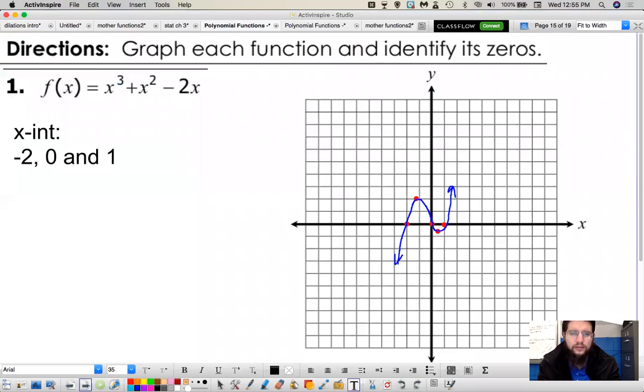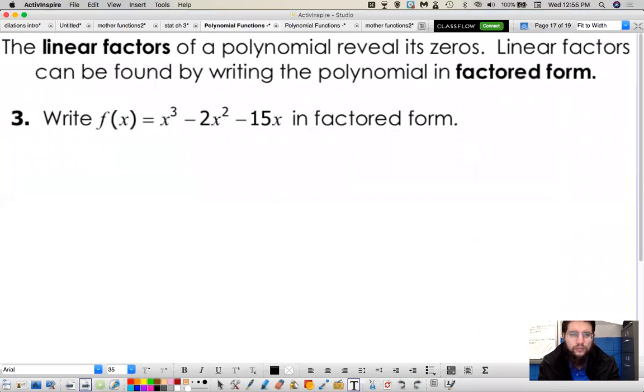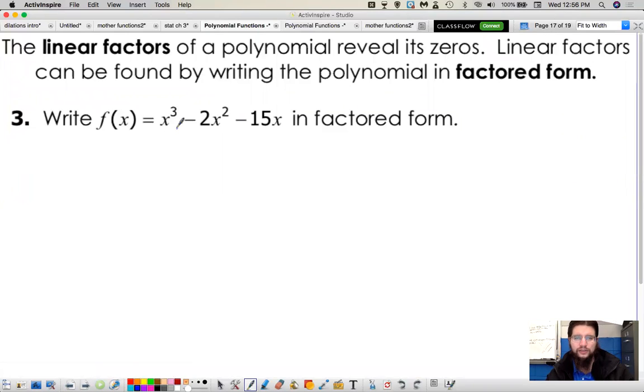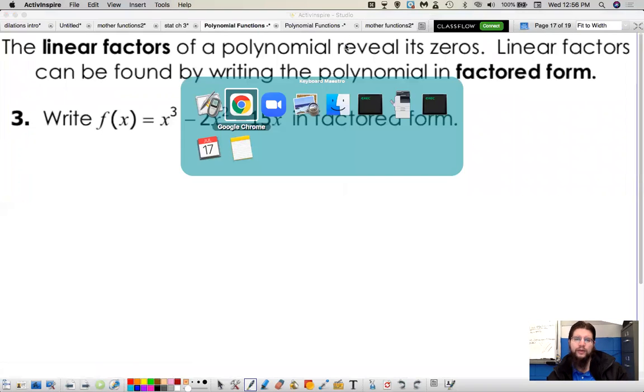So now we're going to use those zeros to write a function in linear factors. So, you probably can factor this one. This one's nice and easy. Just take out an x and use quadratic formula, synthetic division, whatever. We're actually going to do that in a second, but let's just graph it. Let's see what happens if we graph this thing.